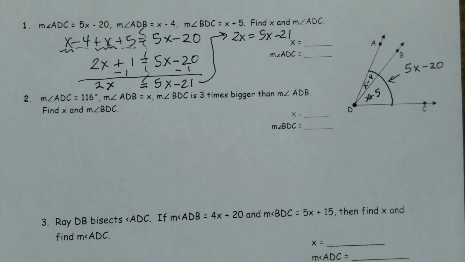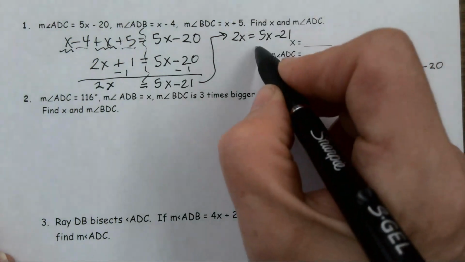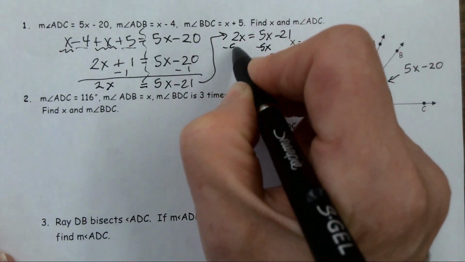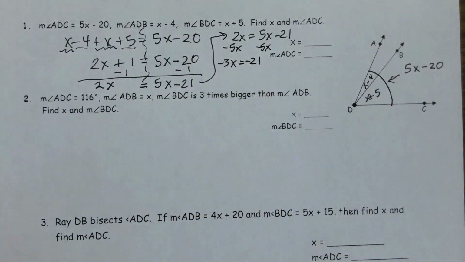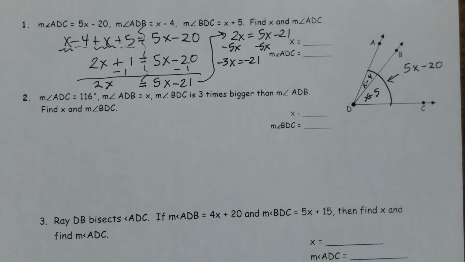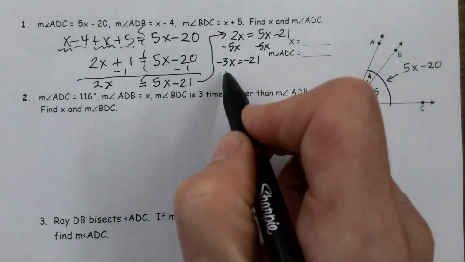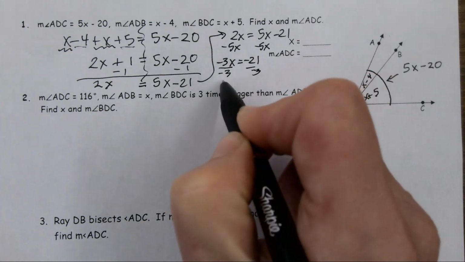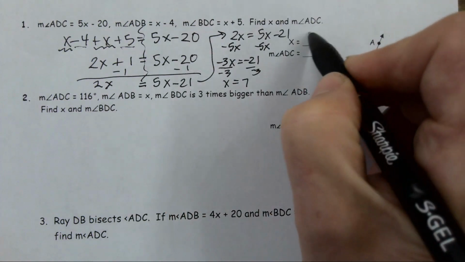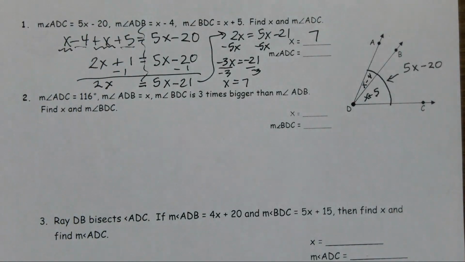Yep. Minus the 5x, great. So negative 3x equals negative 21. Getting closer. What's my next move? Divide by negative 3. So x equals 7. I can put that in the x category there.